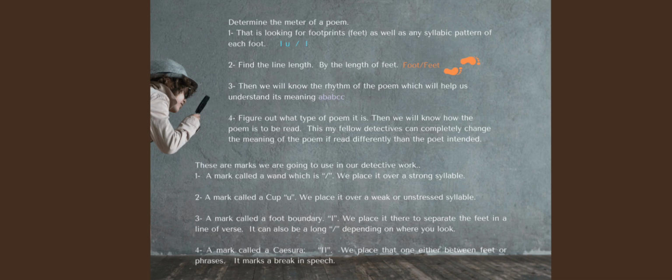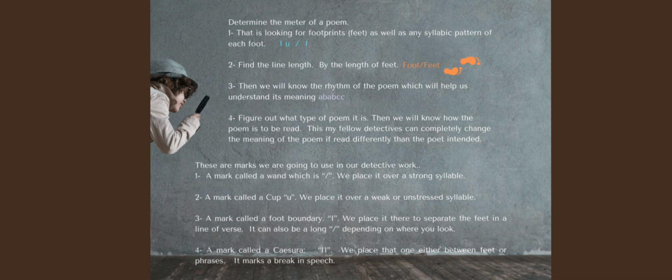We'll see the rhyme scheme. 4. We'll be able to figure out what type of poem it is. Then we will know how the poem is to be read. This, my fellow detectives, can completely change the meaning of the poem if read differently than the poet intended.